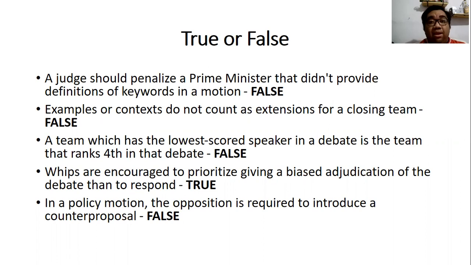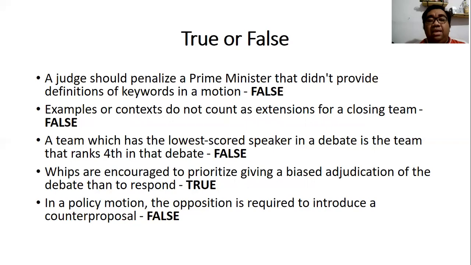While it is recommended for a prime minister to define important elements of the words in the motion, if it does not result in a problem in the debate, then it should not matter, especially when the opening opposition understands and concedes with the setup that the prime minister has provided. So it is a recommended element of their speech, but it is not a requirement, and therefore judges should not penalize the prime minister for not providing a definition of keywords in a motion.